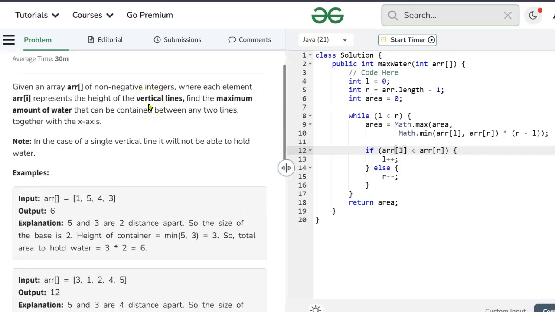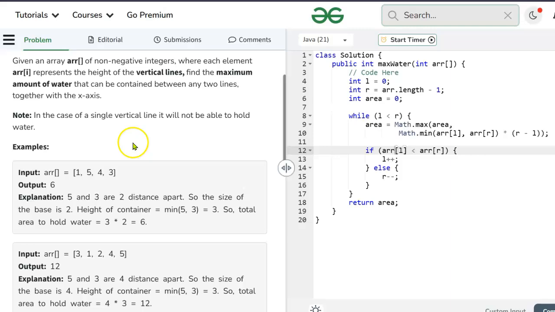how to solve this. So, given an array of non-negative integers where each element in the array represents the height of the vertical lines, find the maximum amount of water that can be contained between any two lines, together with the x-axis. In the case of a single vertical line, it will not be able to hold any water.